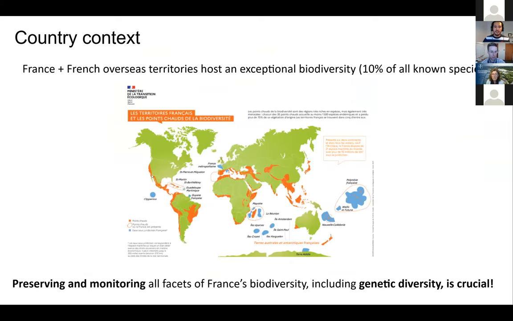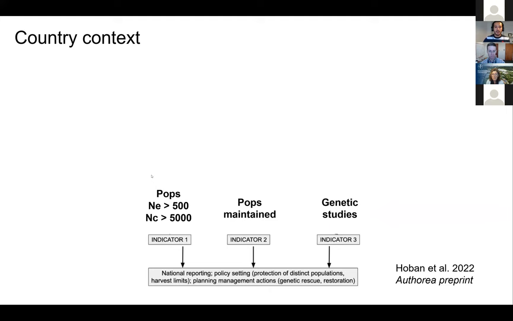So France and territories that fall within French regulations, like overseas territories, host an exceptional biodiversity. For instance, 98% of French Guiana is covered by forest, and some other territories are located within biodiversity hotspots. It is estimated that almost 10% of all known species are present in territories under French law. So preserving and monitoring all facets of biodiversity, including genetics, within these territories is crucial not only for France, but also for the world. So with colleagues from many other countries, we are making a pilot study to calculate the proposed genetic indicators for 100 species per country.